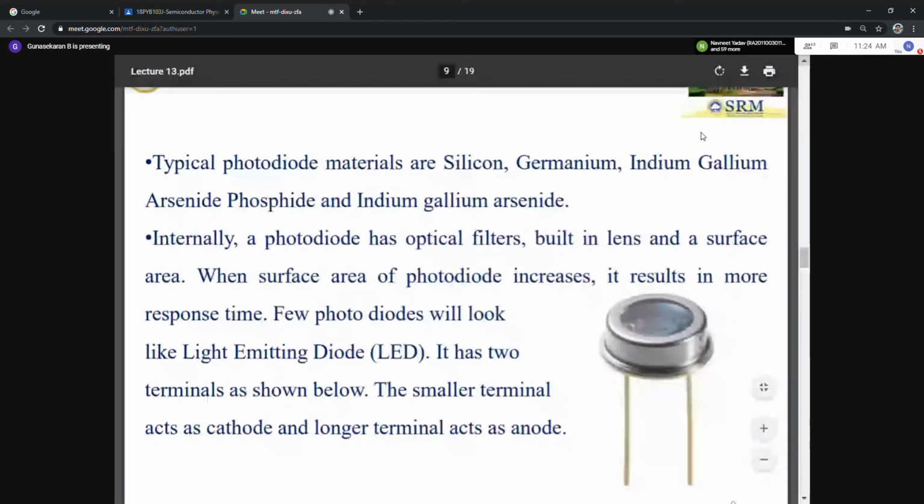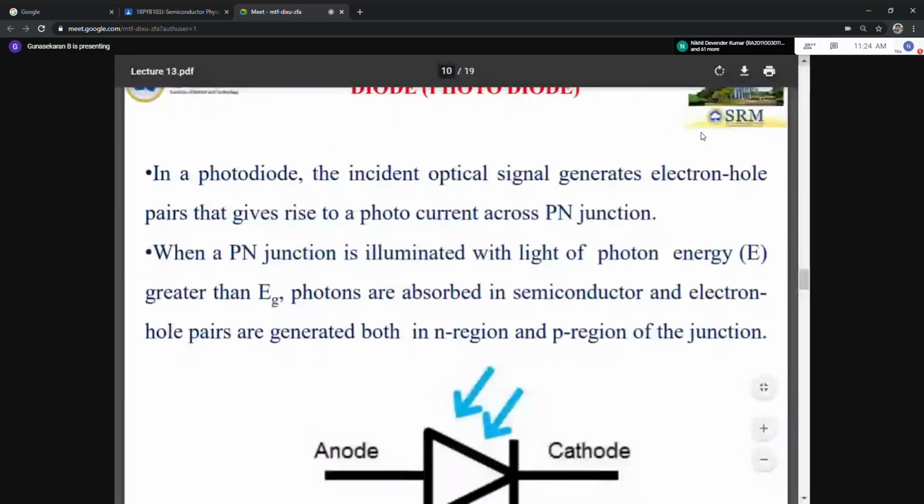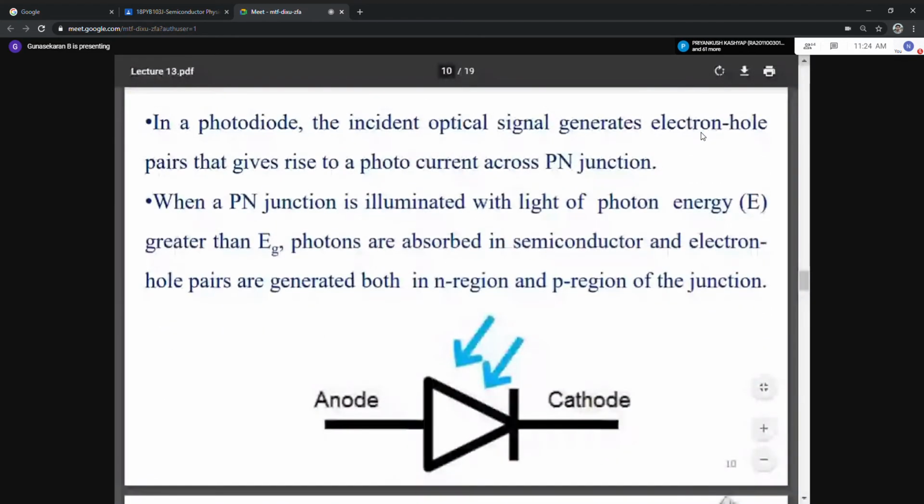So this is the basic diagram. Then what about the symbol? See one more diagram here. Anode and cathode are there, and light energy strikes.